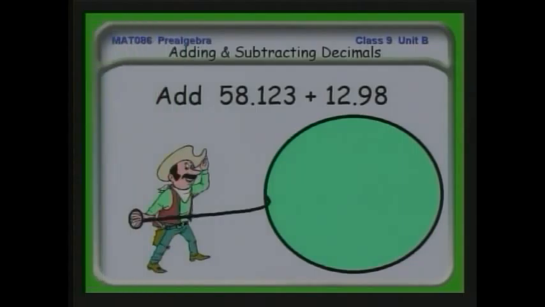Let's look at some more examples. We'd like to add 58.123 to 12.98. And in this case, you notice that we have different numbers of digits to the right of the decimal point.